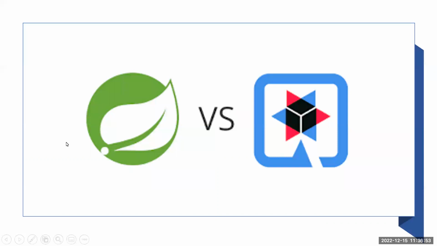So let's see what's the difference between Spring Boot and Quarkus. Both are Java frameworks, Spring Boot and Quarkus. We will perform some tests today to understand how is the performance of Spring Boot and what is the performance of Quarkus. So Spring Boot is a Java-based framework focusing on enterprise application.